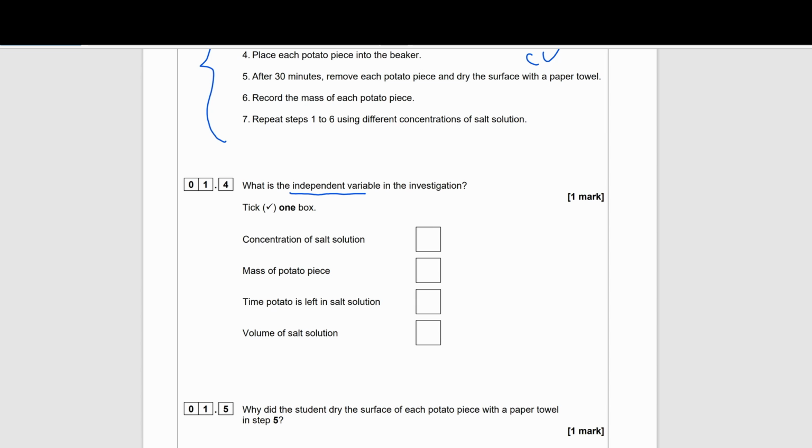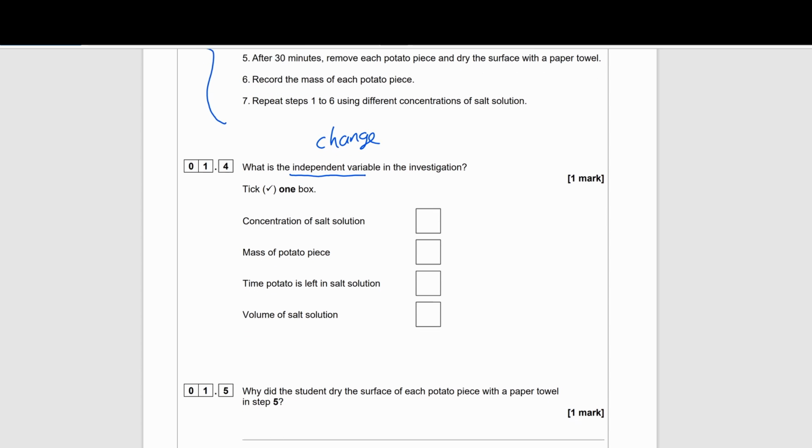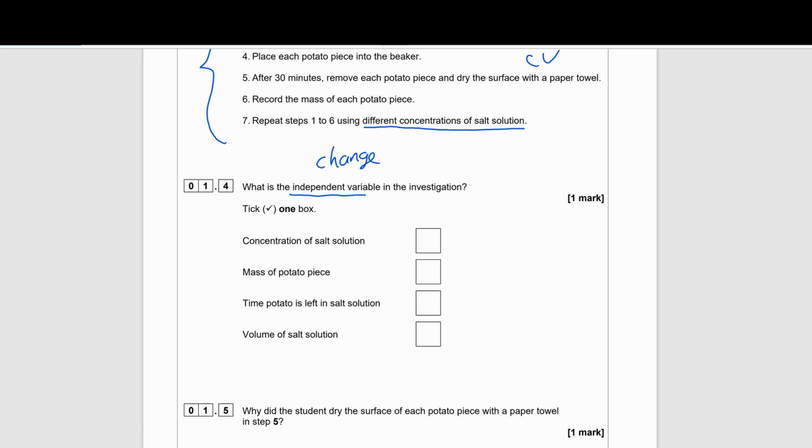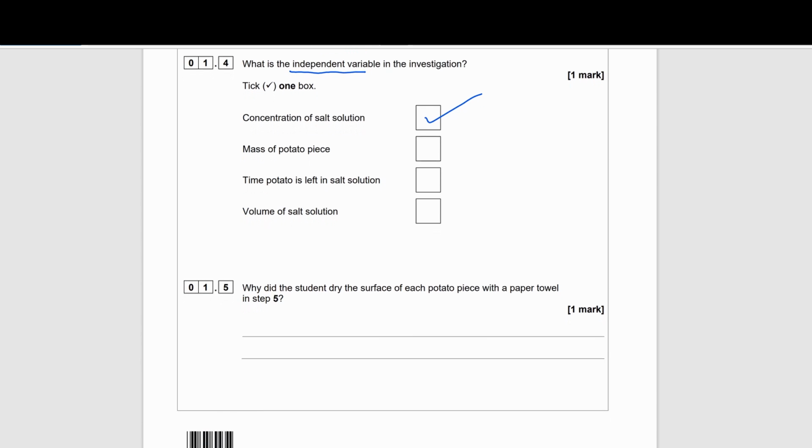1.4, what is the independent variable in the investigation? So we need to remind ourselves what independent variable means in an experiment. It means to change. So reading our method again, what would they be changing? It says repeat steps 1 to 6 using different concentrations of salt solution. So if you look at our options, concentration of salt solution, first one, that should be the mark.